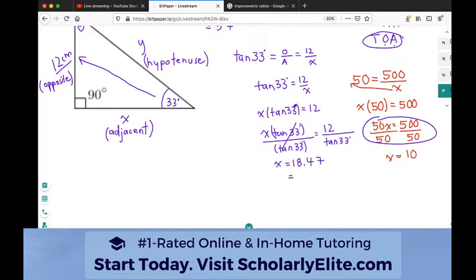Which realistically we're going to round to 18.5, and that is our side length for adjacent. So that's actually the answer to this side length. Okay, you guys? If you're confused by anything I just did, just let me know.